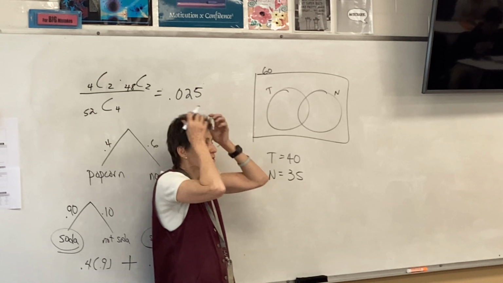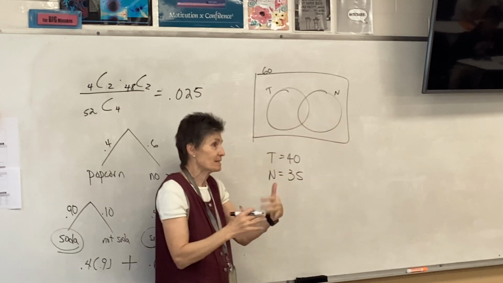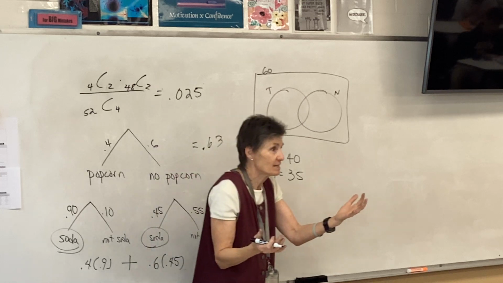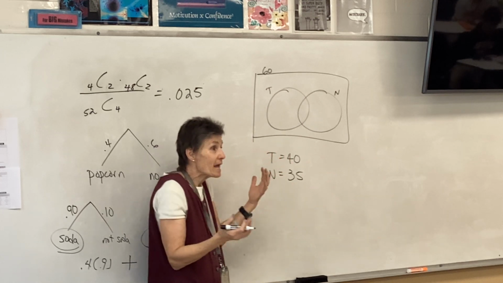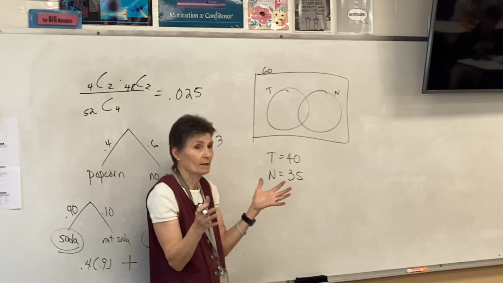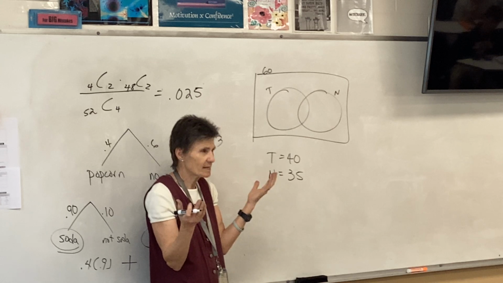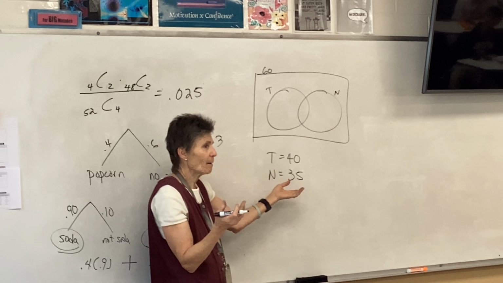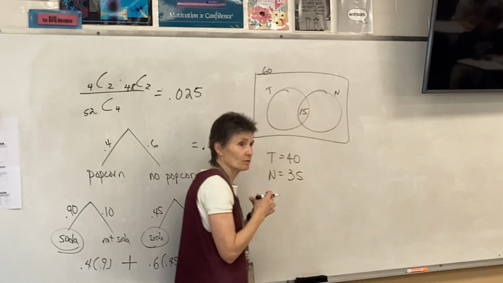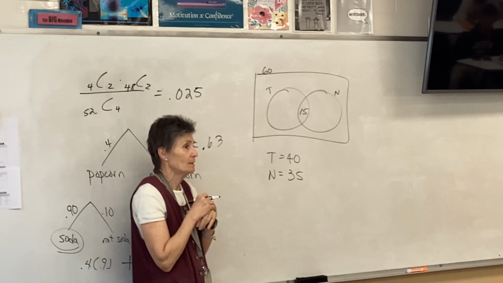Do not be one of the goofballs that puts 40 and 35. That doesn't make sense, because why? There's only 60 kids on the bus. So you can't have 40 in this circle and 35 in this circle. That isn't gonna work. So what's going on? I only have 60 kids. What happened? 15 of them like both. 15 of them raised their hands both times.